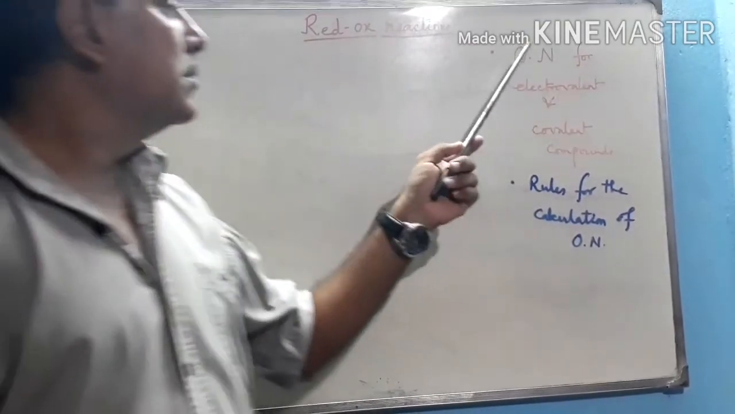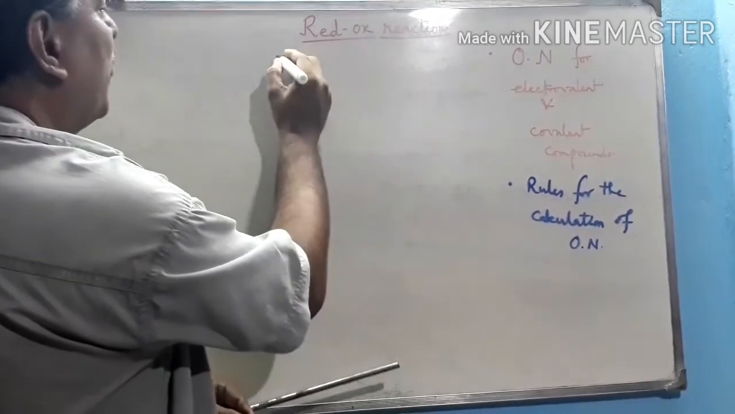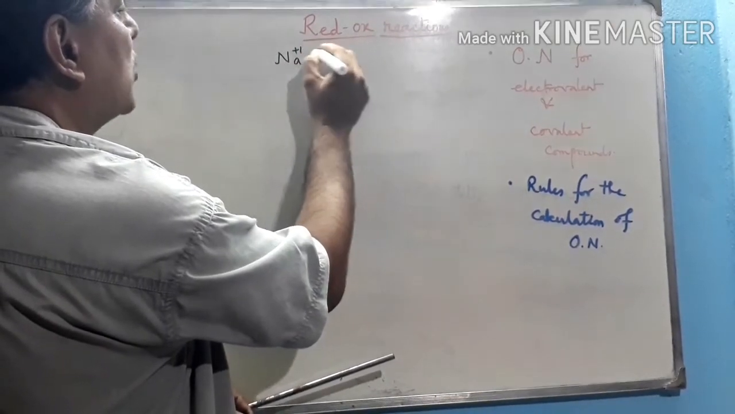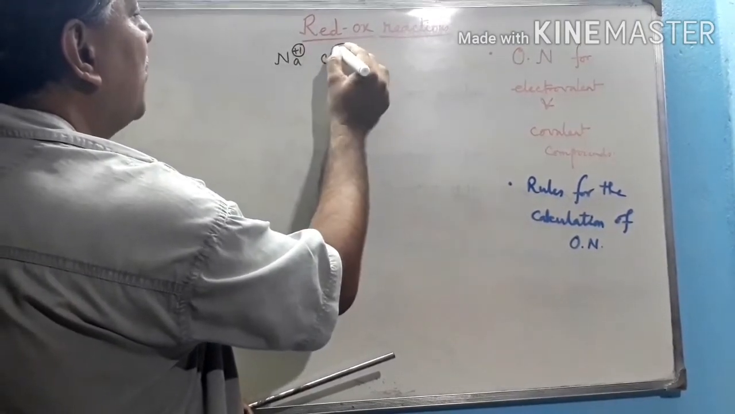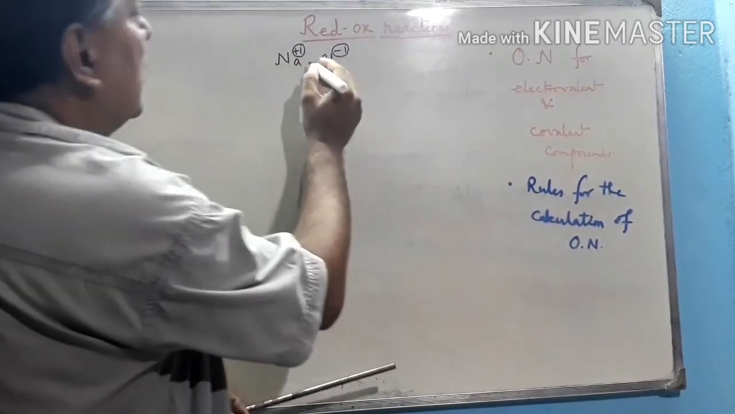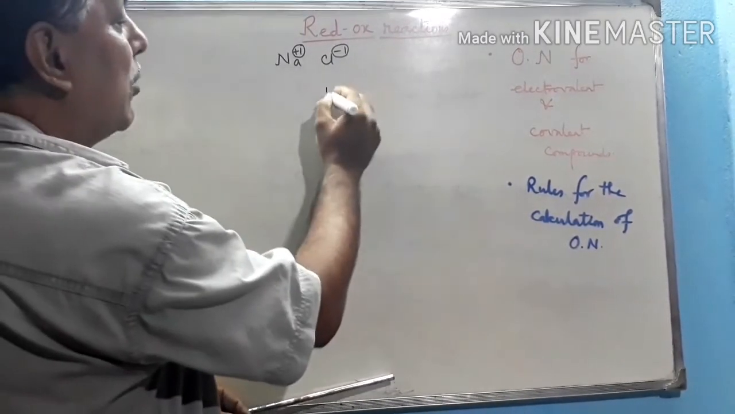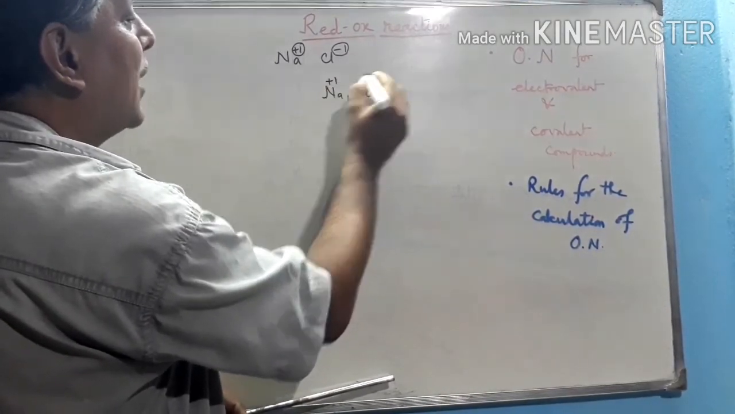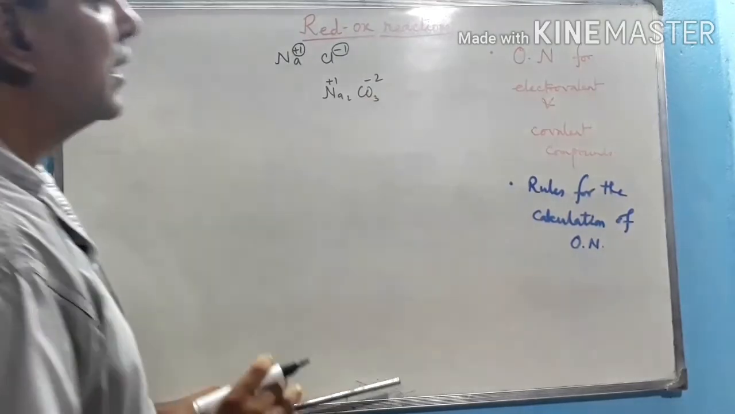Now I am starting the oxidation number for electrovalent and covalent compounds. What is oxidation number for an electrovalent compound? Complete electron transfer takes place. Sodium forms +1 and chlorine forms -1. So these are the oxidation numbers of the elements present in the electrovalent compound. So it is the charge occupied by the atom or radical, maybe carbonate, like in sodium carbonate. Here sodium occupies +1 charge but the carbonate occupies -2 charge. So the charge occupied by the radical is also the oxidation number.